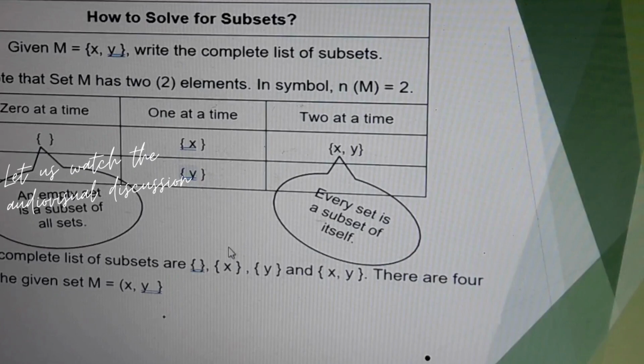Two at a time, X and Y, the set of X, Y is also a subset of the given set. So the complete list of subsets are the empty set, the set of X, the set of Y, and the set of X, Y. So there are 4 subsets of the given set M, which has the elements X and Y.